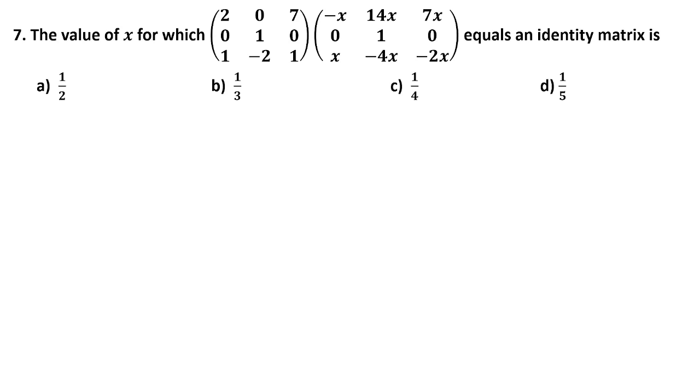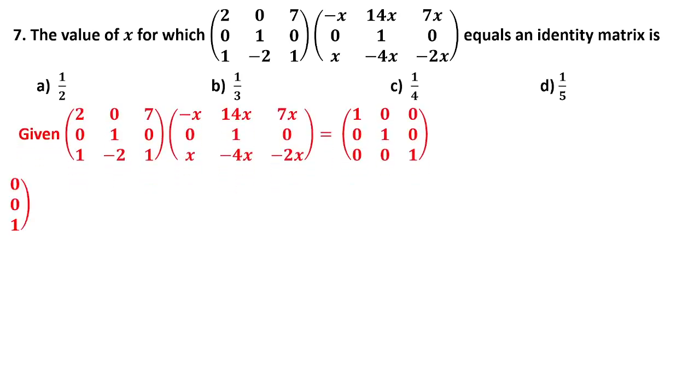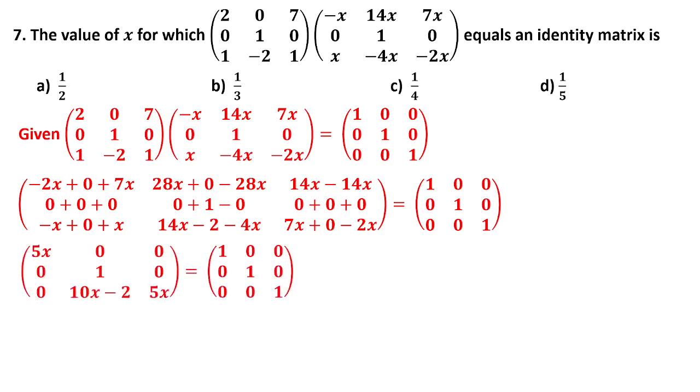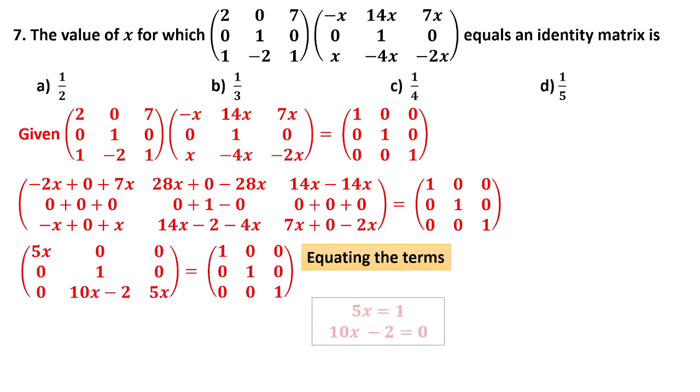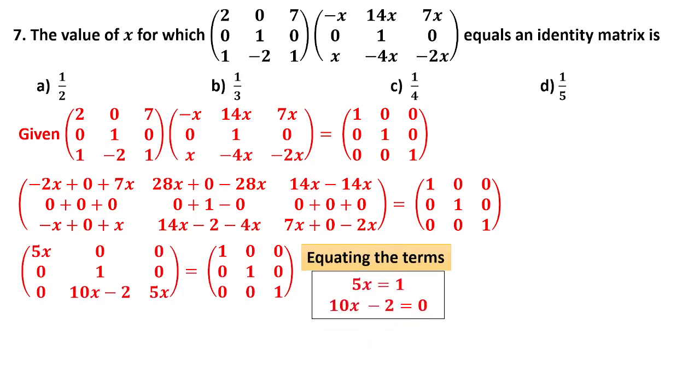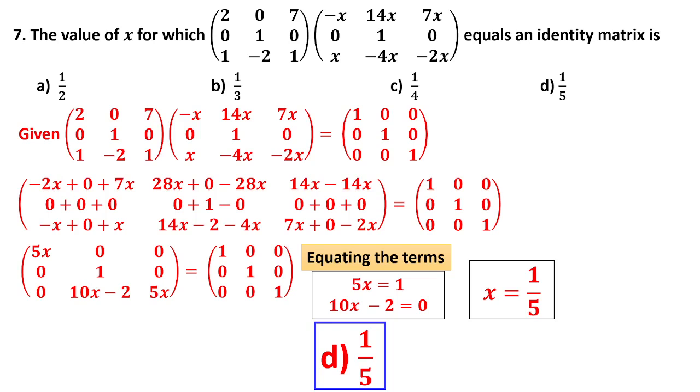Well, let us find the value of x for which this product equals an identity matrix. Let us find the product and equate it to the identity matrix. We are simply finding the product and equating the corresponding terms. 5x is equal to 1 and tan x minus 2 is equal to 0. The value of x should satisfy both the equations. Now x is equal to 1 by 5 satisfies both the equations. Therefore, the value of x is 1 by 5.